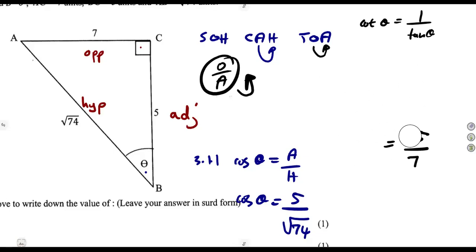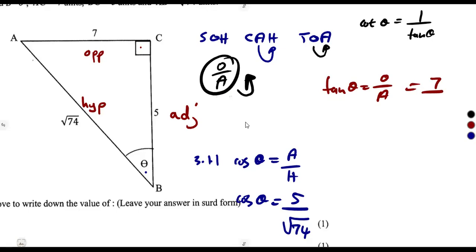Or if you do not understand this, just find tan, because you understand tan. Tan is opposite over adjacent. Opposite is 7, so that's 7 over adjacent, which is 5. Then the cot of theta, you know that cot is 1 over tan of theta. So it means 1 over the tan, this one.